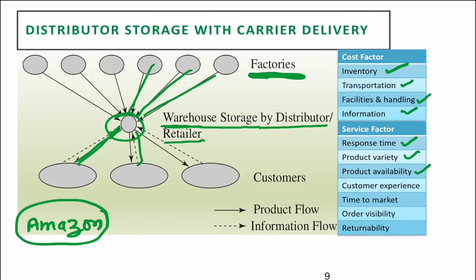Customer experience is expected to be slightly better because now customers have to deal only with the retailer like Amazon, and they don't have to really deal with individual factories. Time to market is going to be higher compared to manufacturing storage. Order visibility is going to be obviously better, so customers can track whatever items Amazon has shipped. Returnability is going to be easier again compared to manufacturing storage.